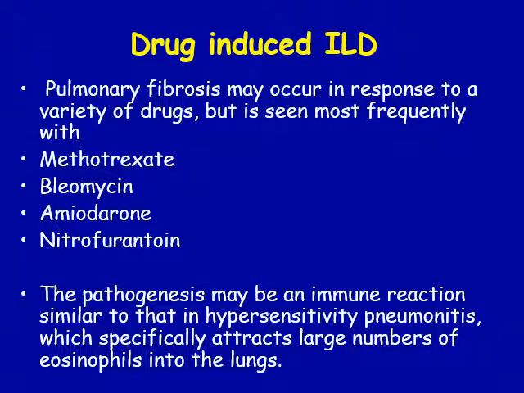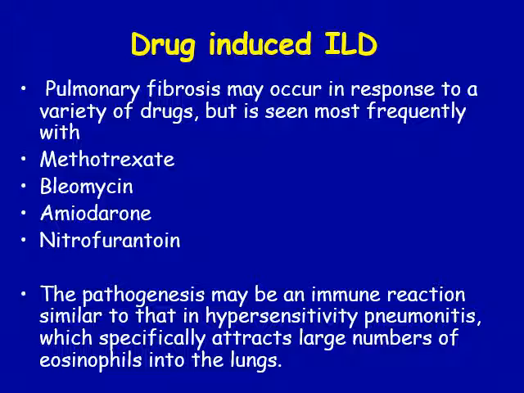The drug-induced interstitial lung disease. As I mentioned, there are many drugs which can cause lung fibrosis, and this pulmonary fibrosis occurs in response to a variety of drugs, but is seen most frequently with these drugs: methotrexate, bleomycin, amiodarone, and nitrofurantoin.